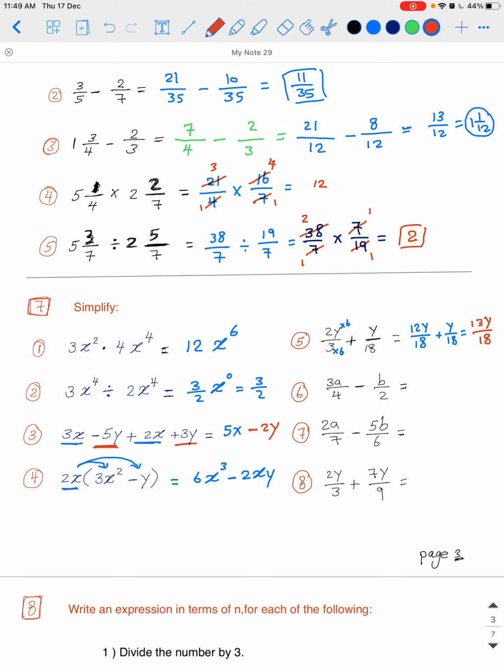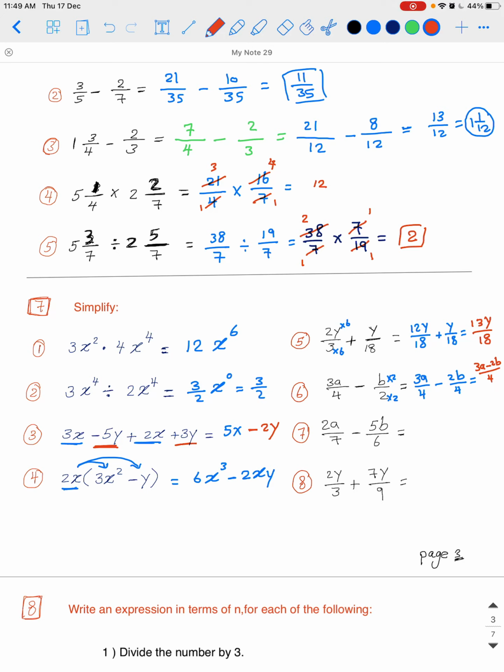Okay, next one, same idea. I need to make the denominator the same first. So I will multiply here by 2 to make it 4 and multiply here by 2. So it will be 6a, the first one I will keep it the same. 3a divided by 4 minus 2b divided by 4. And this one actually you can't subtract. You will just leave it 3a minus 2b over 4. Because a and b are two different symbols, you can't subtract.